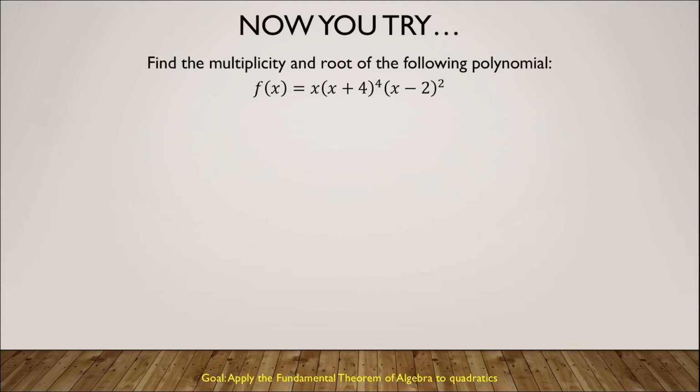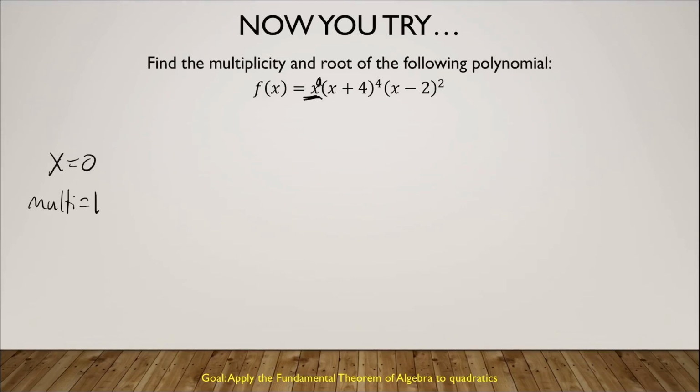I want you to try to find the multiplicity and the root of the following polynomial. So pause the video, see what you can find. This one's a little tricky because this little x is hiding out front. So that tells me x can equal 0 with a multiplicity of 1. Little 1 up here, not written.